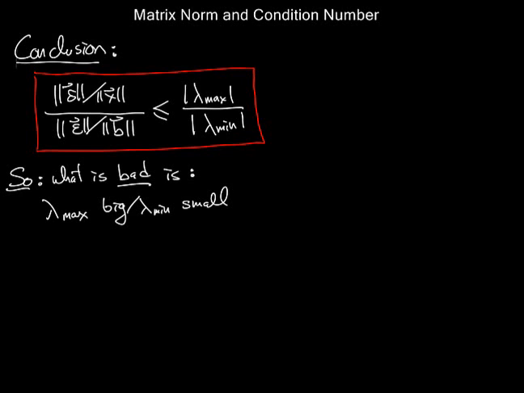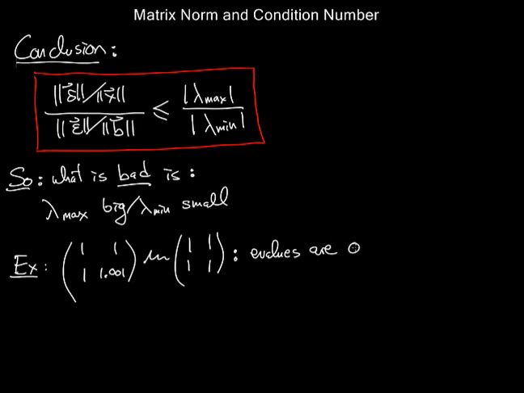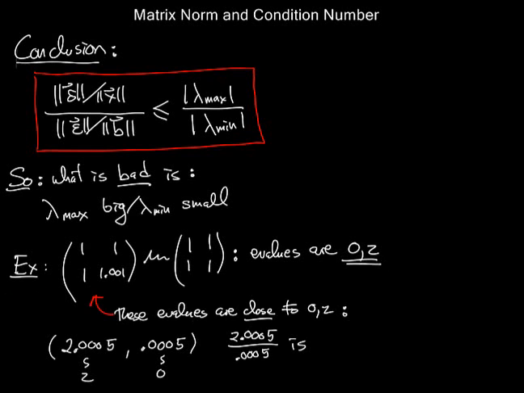All right, so let's look at our example that we had before. The matrix we were talking about was 1, 1, 1, and this 1.001. Well, this is very close to 1, 1, 1, 1, and this has eigenvalues 0 and 2. So when you perturb this matrix, the eigenvalues are close. They vary just a little bit, so they're going to be close to 0 and 2. And if you calculate them, in fact, they turn out to be 2.0005 and 0.0005. And that ratio is about 4,000, which is enormous. So that's why this is a bad matrix.